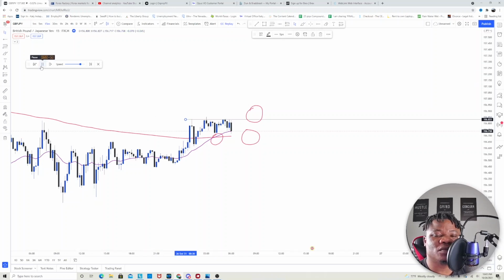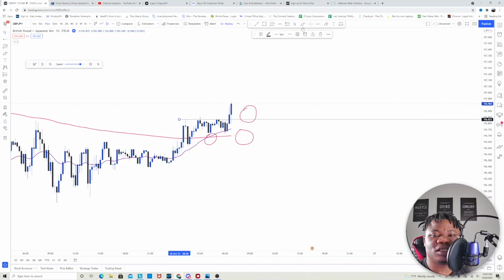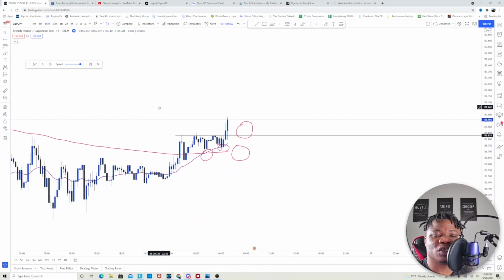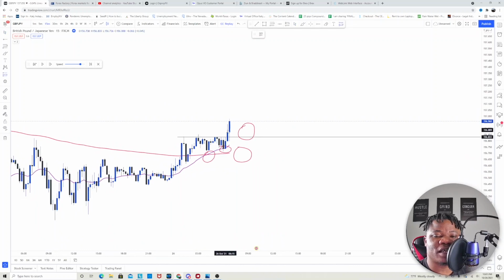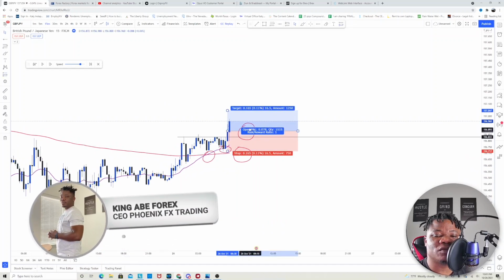So let's keep looking. Now you can see we have the pullback. This bearish candle touched the 25 EMA, and it didn't close below the 25 EMA. So now we have a valid buy position, and now price closed above this swing high. Now we're going to have our entry right here at this bullish candle.